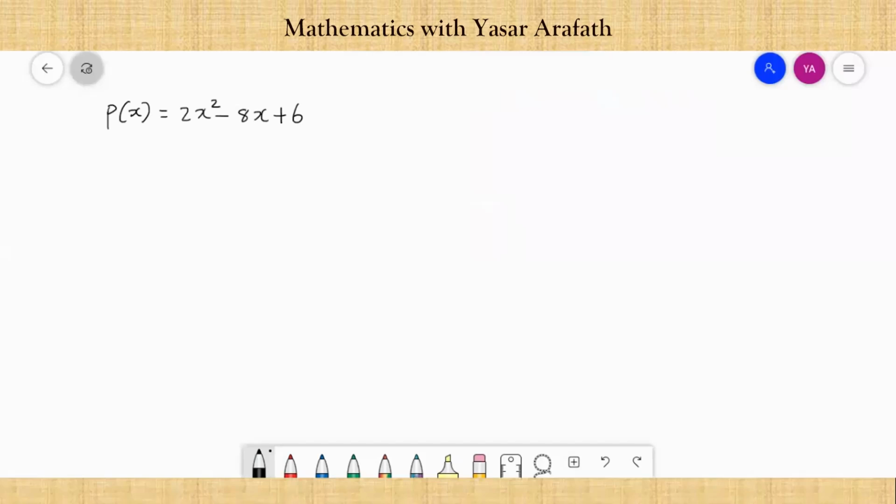I take one second degree polynomial. P of x is equal to 2x square minus 8x plus 6. We are checking, is alpha plus beta equal to minus b by a, and is alpha beta, the product of the zeros, equal to c by a? We want to check these two.